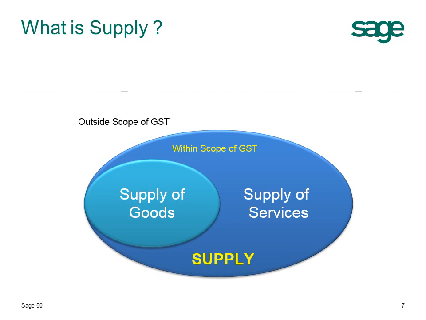In order to be a supply for GST purposes, two conditions must be fulfilled. There must be a transaction between a supplier and a recipient involving the transfer of goods or provision of services. There must be a consideration from the recipient or any other person. If any one of the above conditions is not fulfilled, there is no supply for GST purposes.